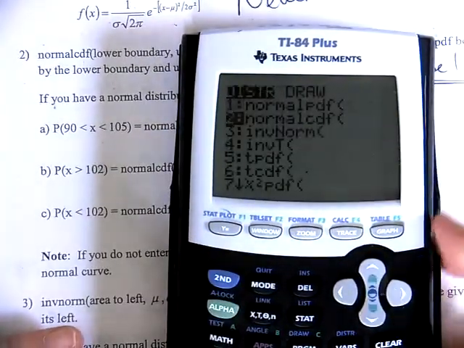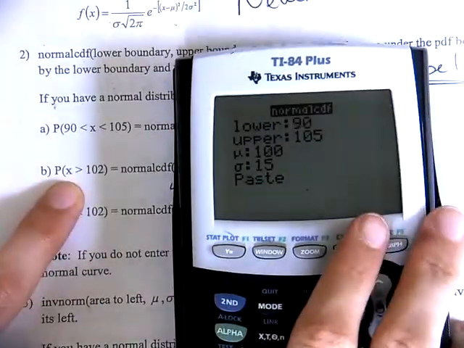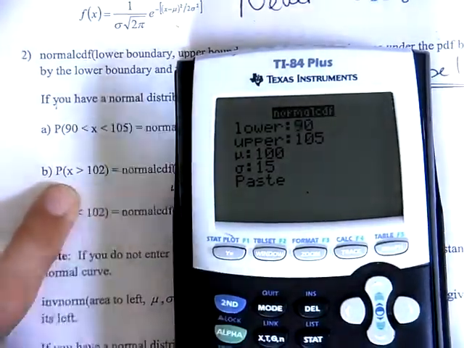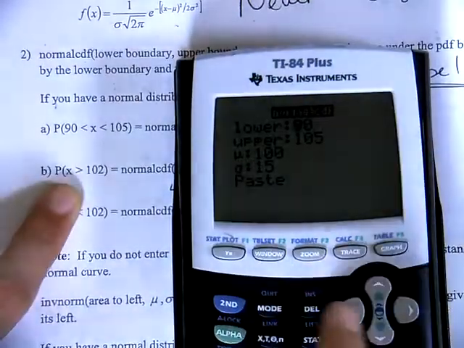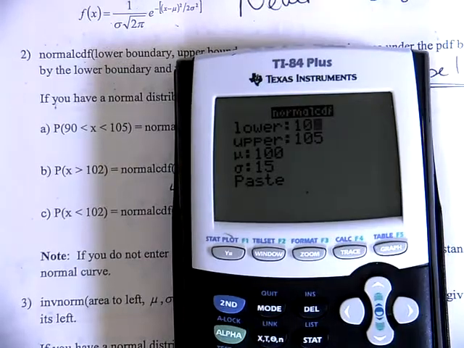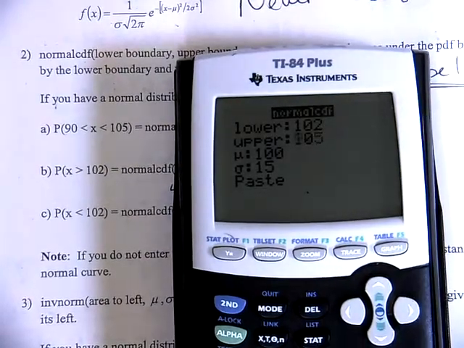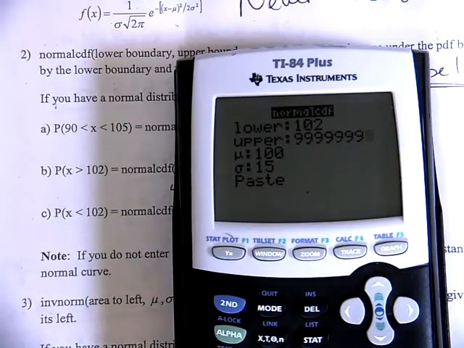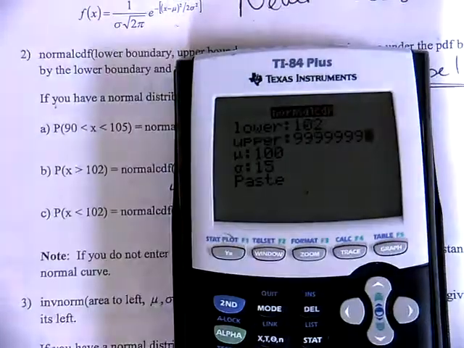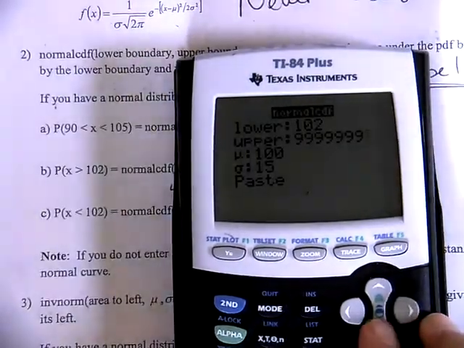So, normal CDF. The nice thing about normal CDF when you're doing a greater than is you don't have to do 1 minus. You just change your boundary points. You make the number be the lower boundary point and the infinity be the upper boundary point. So you don't have to do 1 minus when it comes to greater than.